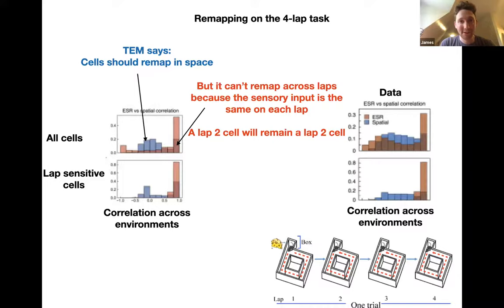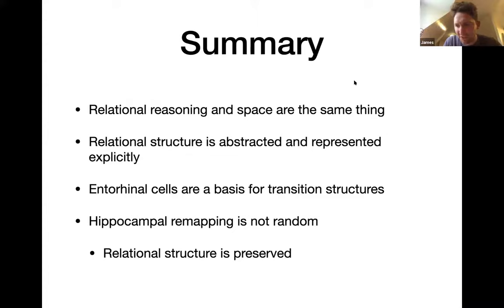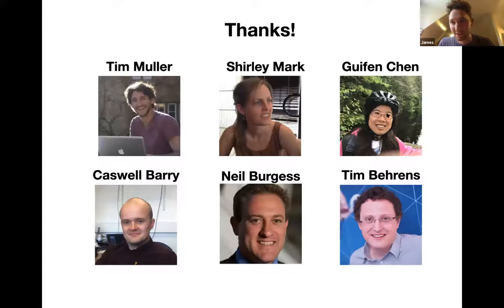Okay, so in summary, I tried to convince you that relational reasoning and space are really two sides of the same coin, and the same fundamental mechanisms or principles of generalization can apply to both. I've tried to say that relational structure is abstracted and represented explicitly in the brain, where entorhinal cells are just a basis for representing transitions. Hippocampal cells are representations for making memories of what is where, and that means that phenomena such as hippocampal remapping are not in fact random. Instead, there's some structural knowledge preserved. And so I want to thank in particular Tim, who's on the call and will hopefully answer questions very well later.